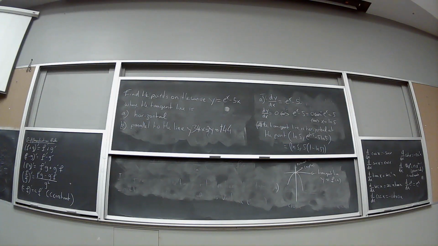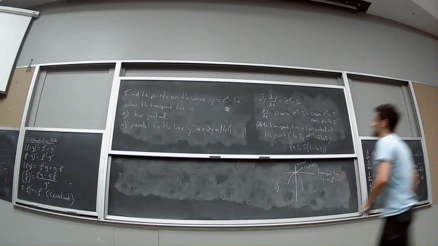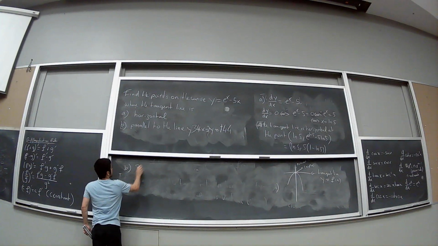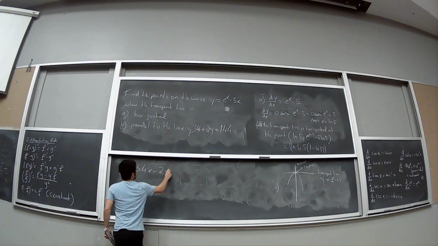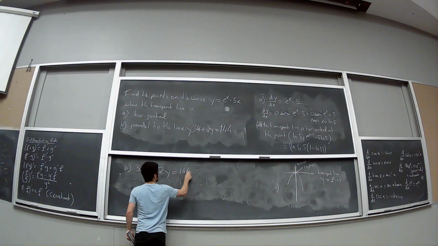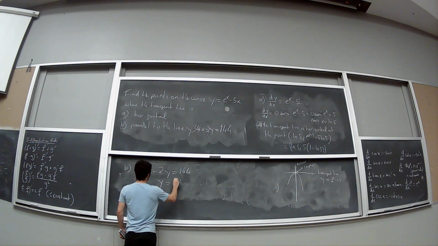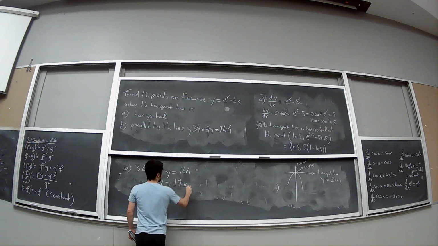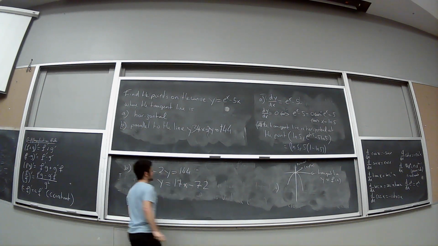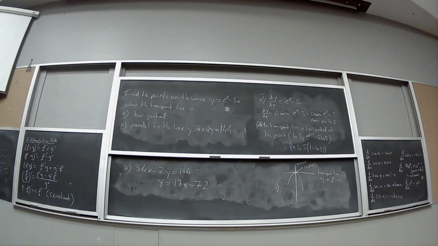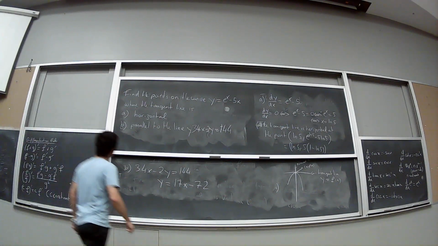I isolate the y, and I write it in the form mx plus b, right? If you do that, what do you get? y equals what? 34x minus 2y equals 144 implies that y equals 17x minus 72, right? Do you agree or not? Okay, what is the slope of this line? 17. So what do I need to find?